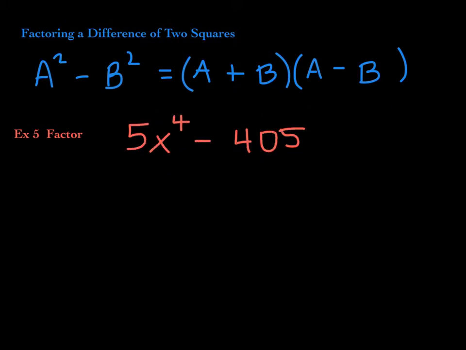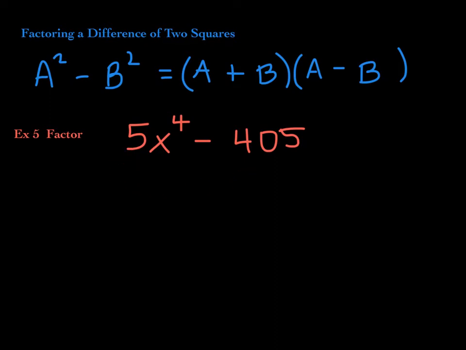Now check out this example, number 5. It says 5x to the fourth power minus 405. Now when you first look at this, you see, oh, I have a binomial. So immediately I think, oh, it's a difference. But is it a difference of two squares? Well, not the way it's written right now, because 405 is not a perfect square. Neither is 5, by the way.